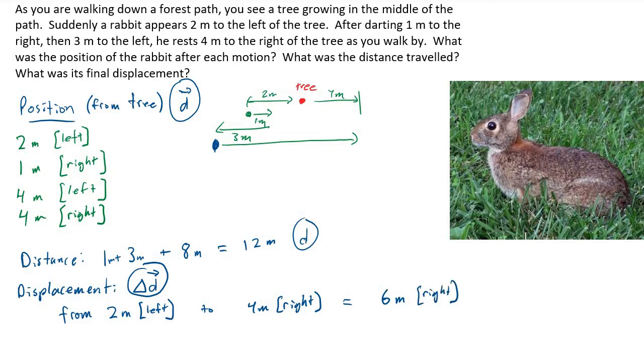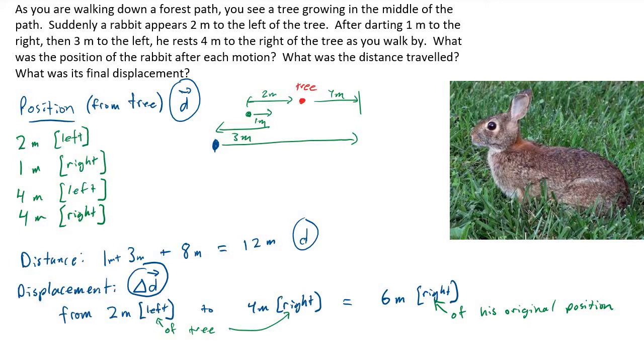Now let's be a little bit careful here. 2 meters to the left means he was 2 meters to the left of the tree. And 4 meters to the right, his final position was also of the tree. But this 6 meters to the right means of his original position. So just keep that in mind. He was displaced, the rabbit was displaced 6 meters to the right.